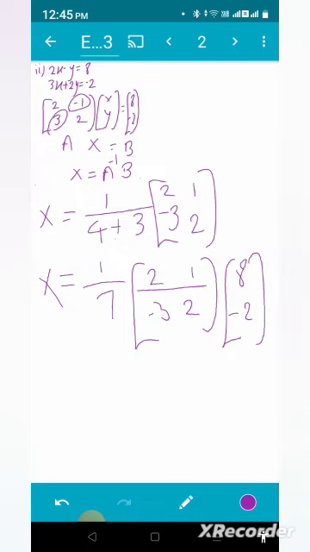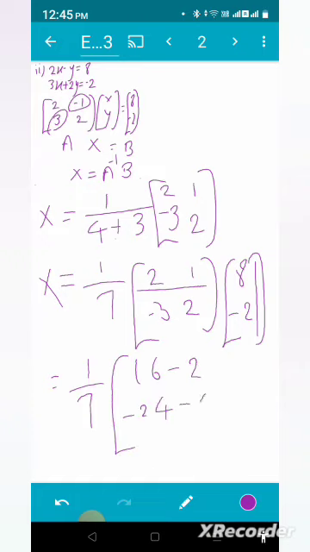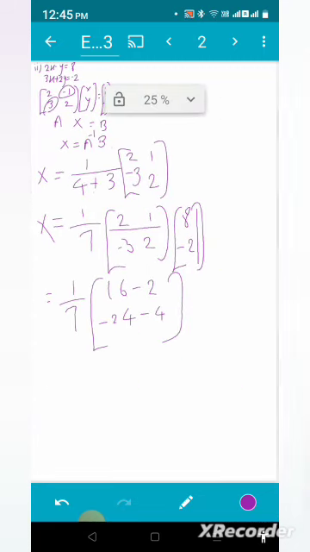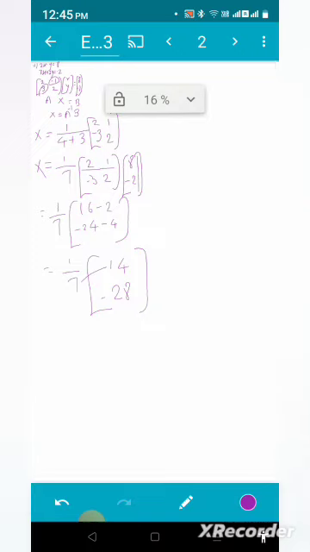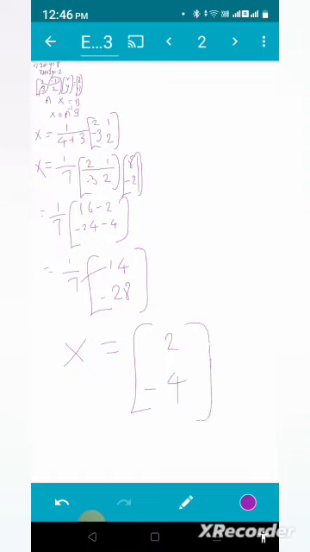So I can multiply first row and first column: 1 divided by 7 into 16 minus 2, then minus 24 minus 4. I get 1 divided by 7 into 16 minus 2 is 14, minus 28 for here. So I can put this into inner values. So x is equal to 2 times minus 4 times. So x value is this, y value is this. X is equal to 2, I get y is equal to minus 4.